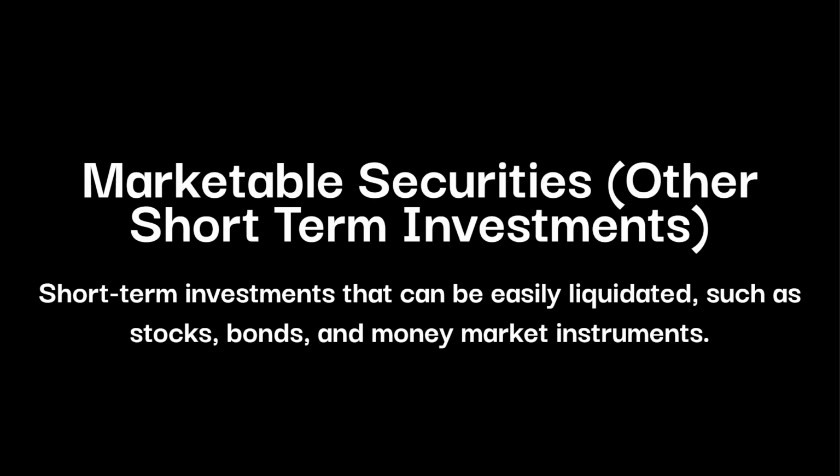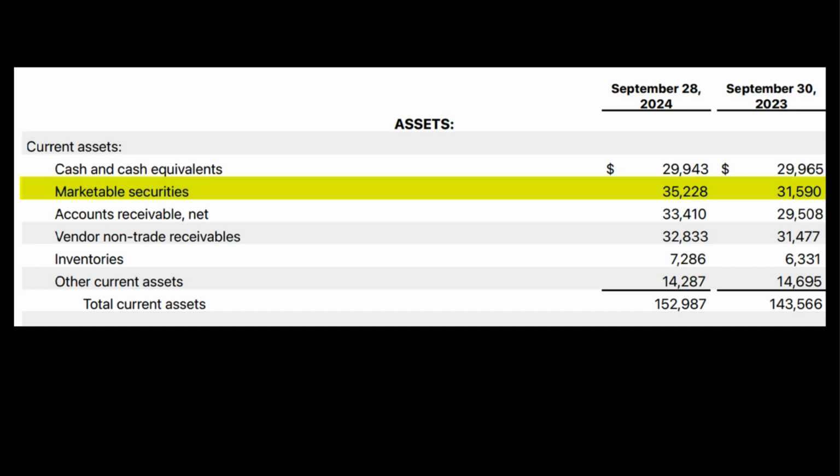All right, marketable securities. And this is sometimes mentioned as other short-term investments. So short-term investments that can be easily liquidated, such as stocks, bonds, and money market instruments. So this is second, right? Because you can easily convert this, marketable securities, highlighted on that second line over there.